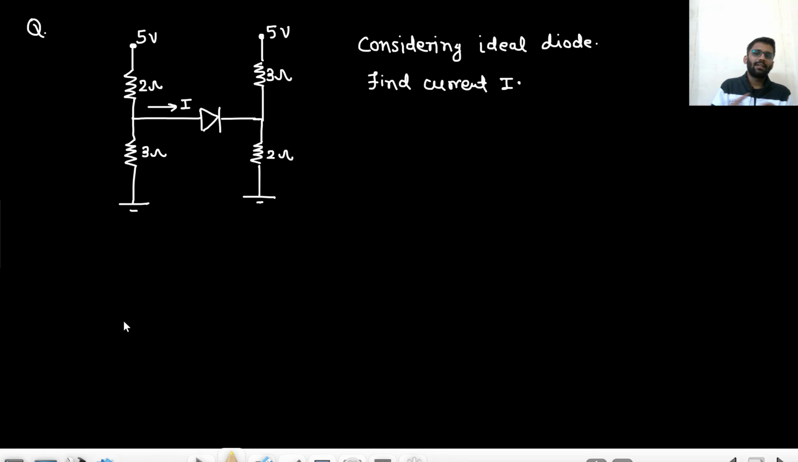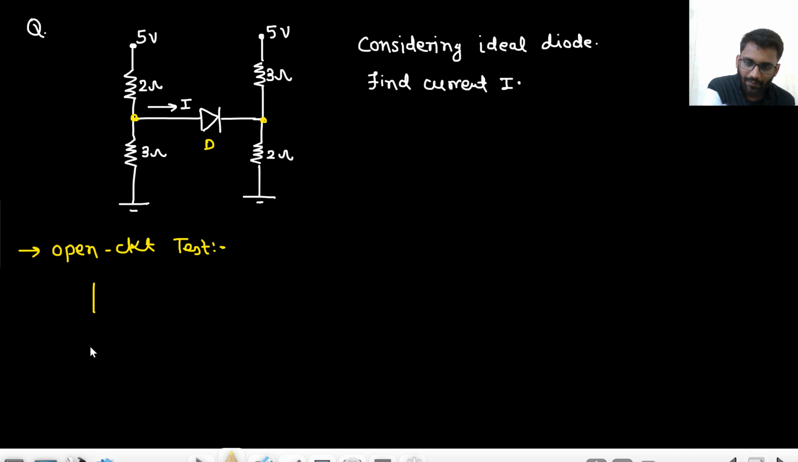Find out the current in this diode D. So what I will do, I will apply the open circuit test. You can apply the short circuit test as well, but in these kinds of questions, I would prefer the open circuit test because I can directly see the potentials. So this is my 5 volt, this is my 2 ohm, this is my 3 ohm.